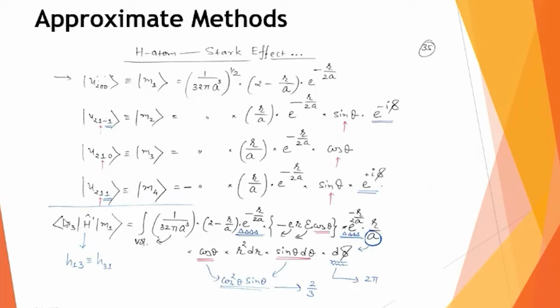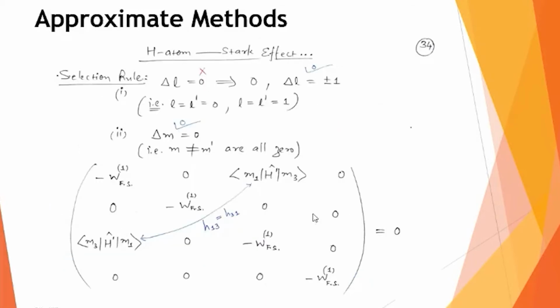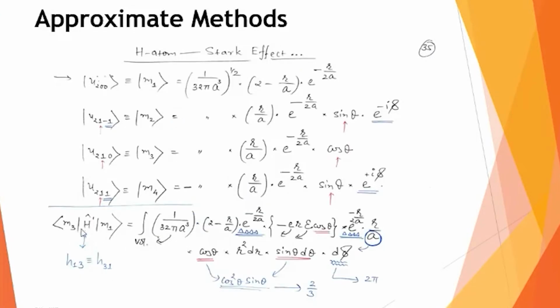Out of that, we want to compute the non-zero matrix element, like M1 H dash M3, or you can say M3 H dash M1. So I am now computing this H31 factor. Of course, both M3 and M1 contain the normalization constant with power half, so when they multiply together, the power half will go away. Correct? So I substitute all this information again. No need to say, this M1 is nothing but U200. So this is the expression for U200.